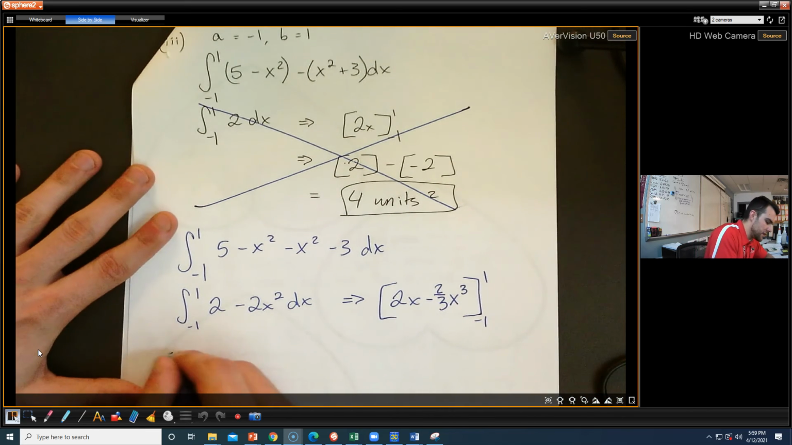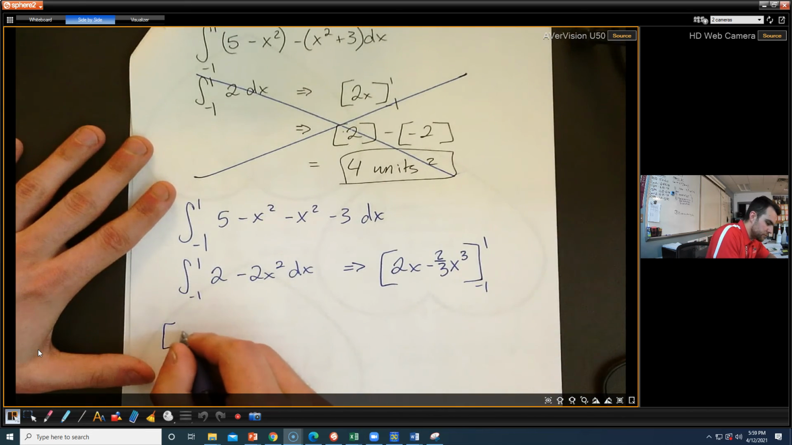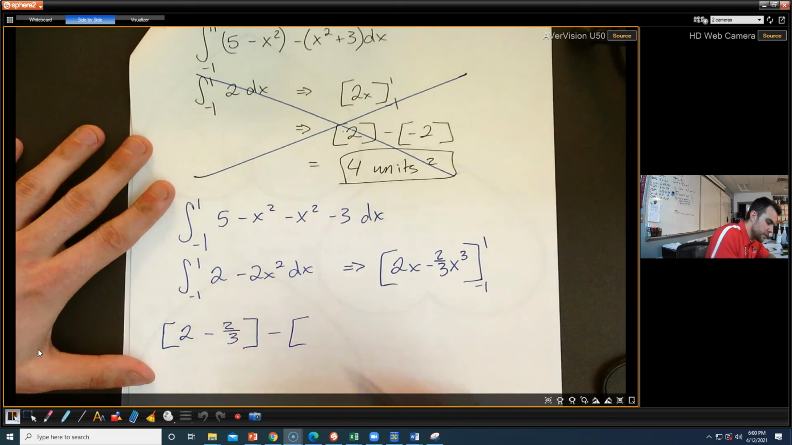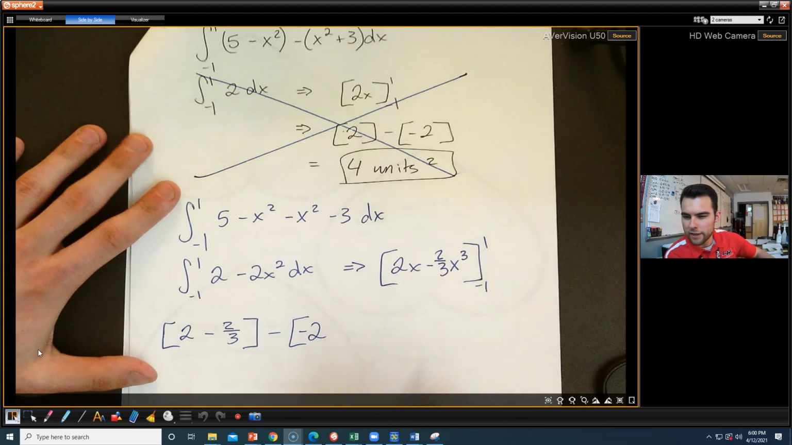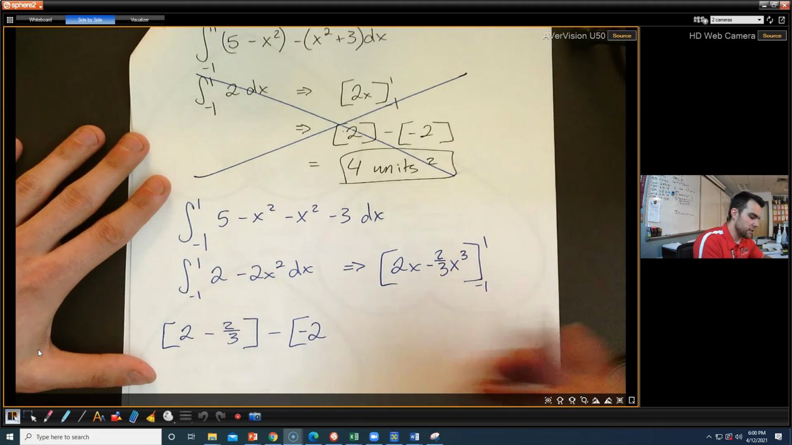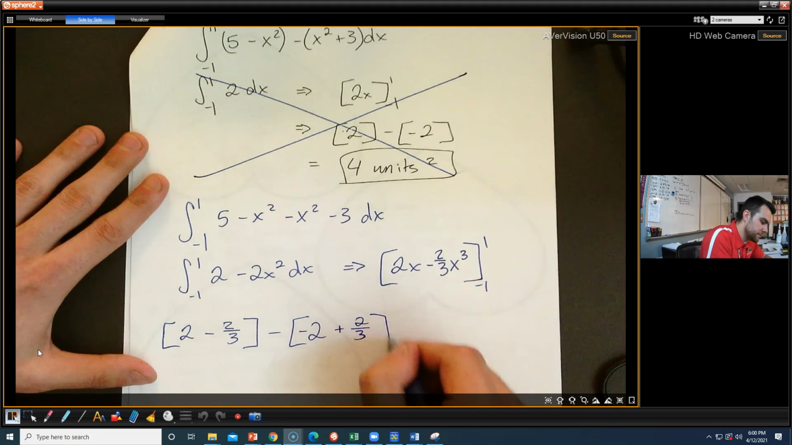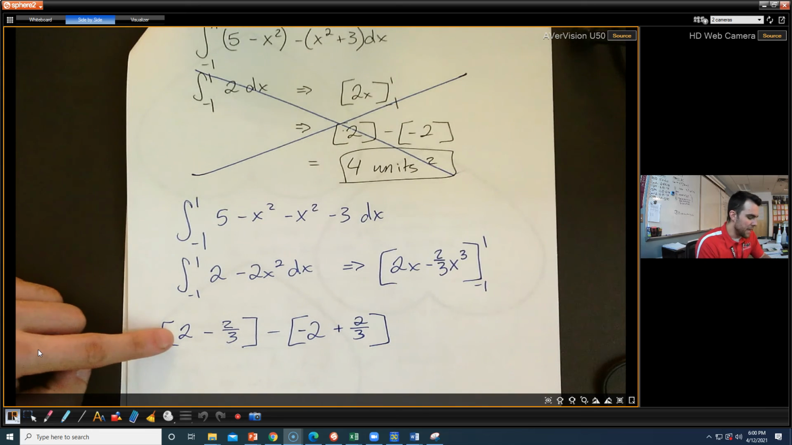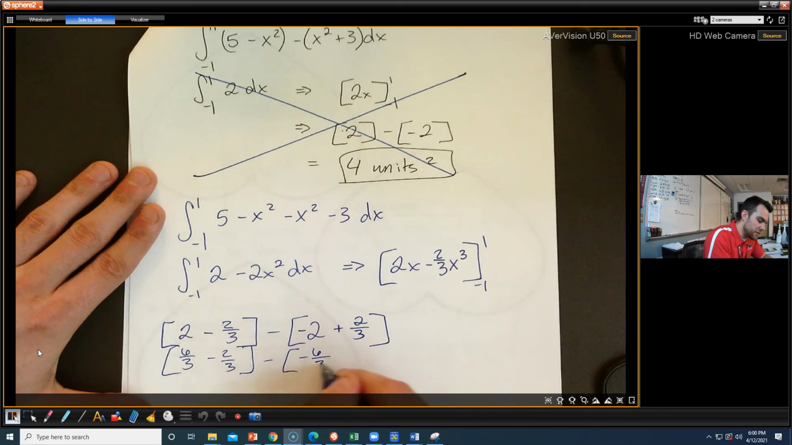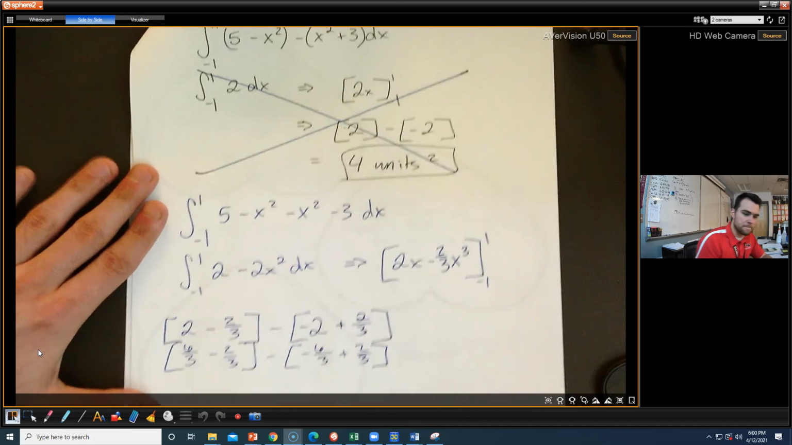So let's plug some stuff in. So when I plug in 1, I'm going to get 2 minus 2/3 minus. Now I'm plugging in my -1. I get -2. When I plug in -1 and I cube it, it's going to stay negative. So I got a -1 times a -2/3, so it's a +2/3. Let's clean this up a little bit. I can change this guy to 6 over 3 minus 2/3. And I can also change this guy up to the same exact thing what I just got. That's -6/3.